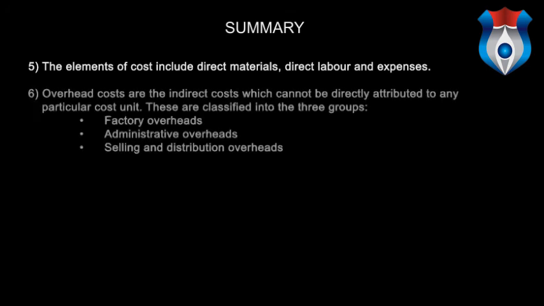The elements of cost include direct materials, direct labor, and expenses. Overhead costs are the indirect costs which cannot be directly attributed to any particular cost unit. These are classified into three groups: factory overheads, administrative overheads, selling and distribution overheads.